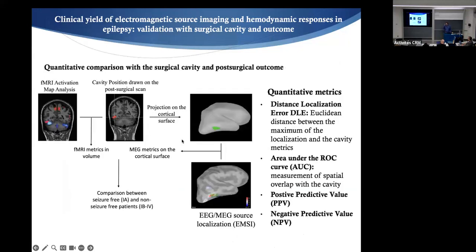So what are the metrics? We measure distance to the cavity. We call that distance localization error. We measure spatial overlap with the cavity, so area under the ROC curve, knowing that I don't know if it's good to have exactly the same size for the extent of the MEG or fMRI and the cavity. It's probably an underestimation. And we estimated positive predictive value and negative predictive value from that.